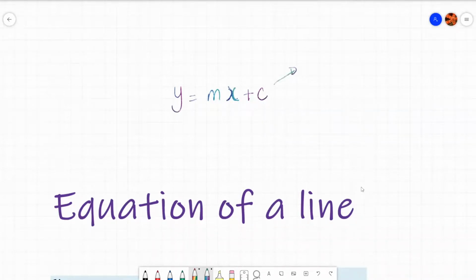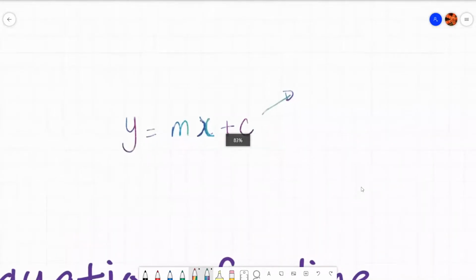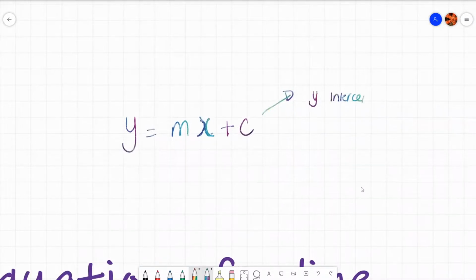You might want to know what the certain letters represent. Well, c represents the y-intercept. That means where your graph crosses the y-axis, and I'm going to write that down. Crosses the y-axis, and m here represents the gradient. So that's what you need to remember.